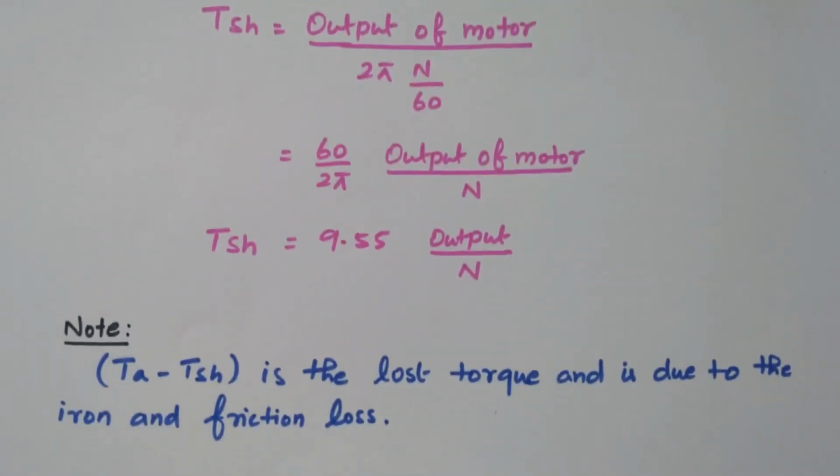So the difference between TA and TSH is the lost torque, which is due to the iron and friction loss, right? The torque developed in the armature is not fully available at the shaft, that is, some of the torque is lost due to iron and friction loss. So that can be calculated by subtracting these two, which gives the iron and friction loss. In this video we discussed the torque of the motor: the general expression for torque, followed by armature torque, then shaft torque.